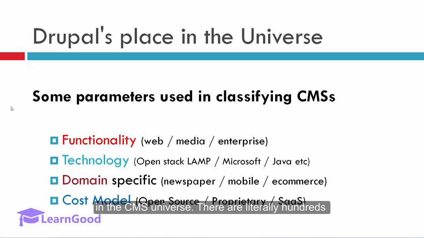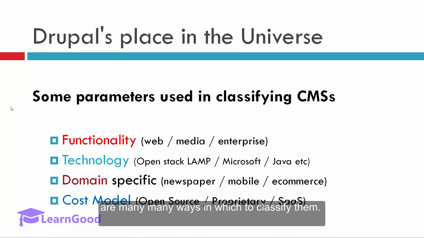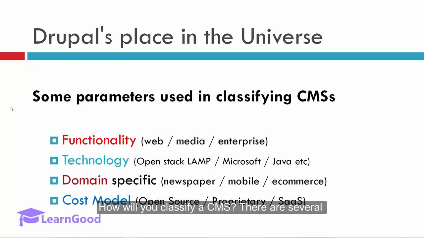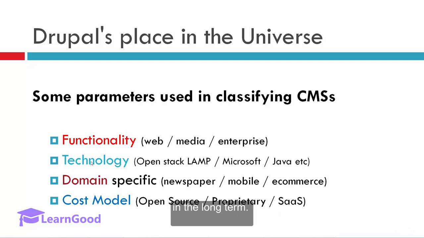There are literally hundreds of CMSs in the world, and subsequently, there are many ways in which to classify them. How will you classify a CMS? There are several parameters that you can use. Functionality or the feature set is one important parameter. Then what is the technology used? Is it based on Microsoft technologies or Java technologies or LAMP stack or others? Oftentimes, you will be forced to use the technology that your organization is committed to in the long term.